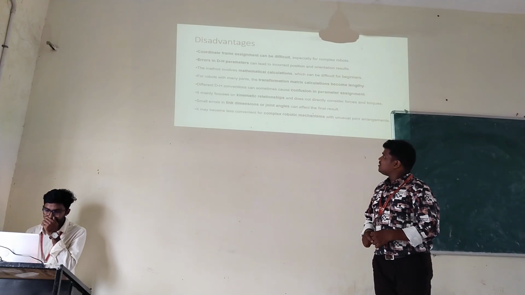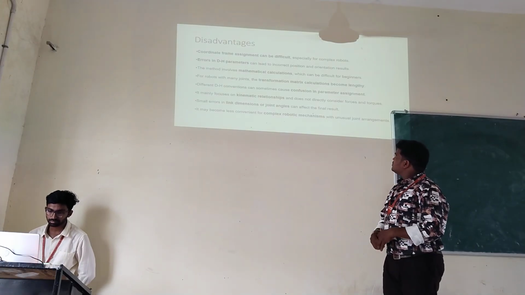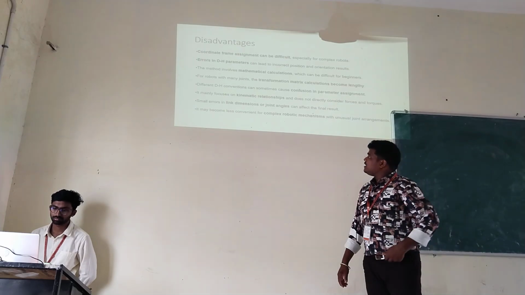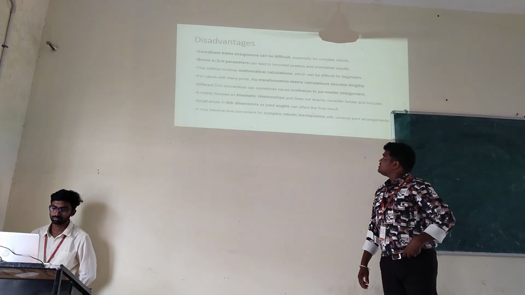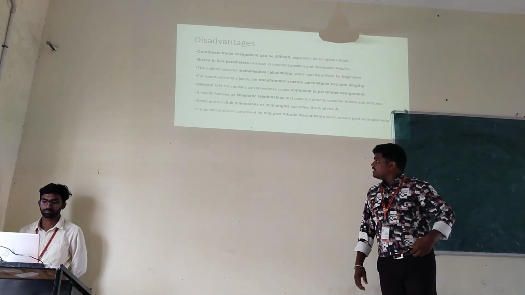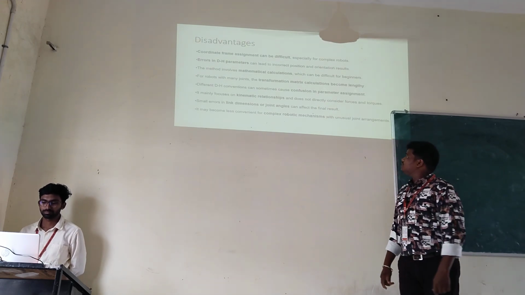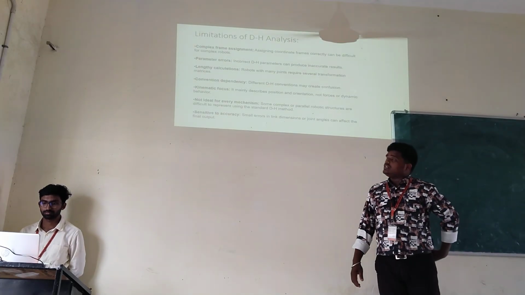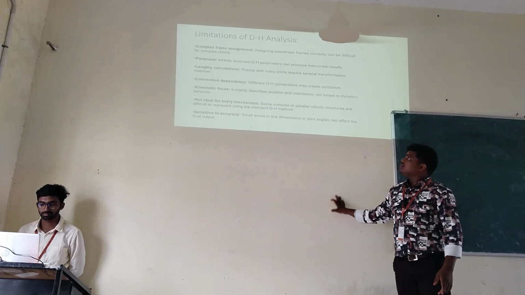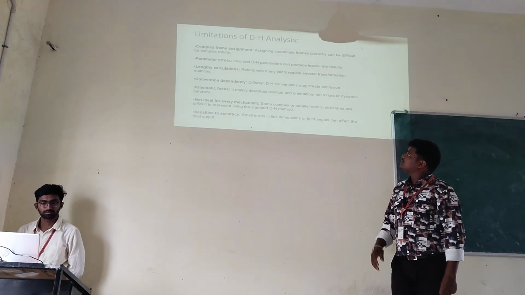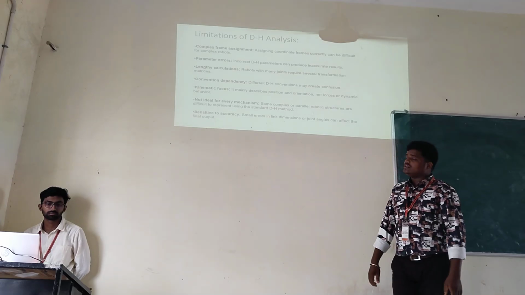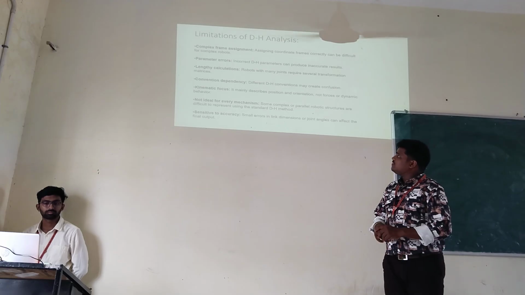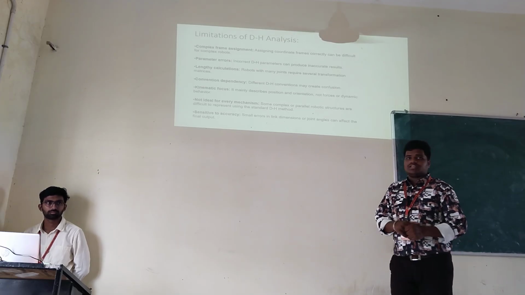It mainly focuses on kinematic relationships and does not directly consider forces. Small errors in dimensions or joint angles can affect the final result. It may become less convenient for complex robotic mechanisms with unusual joint arrangements. These are the limitations of DH analysis: complex frame alignment, parameter errors and lengthy calculation, convention differences, kinematic focus, not ideal for every mechanism, and sensitivity to errors.